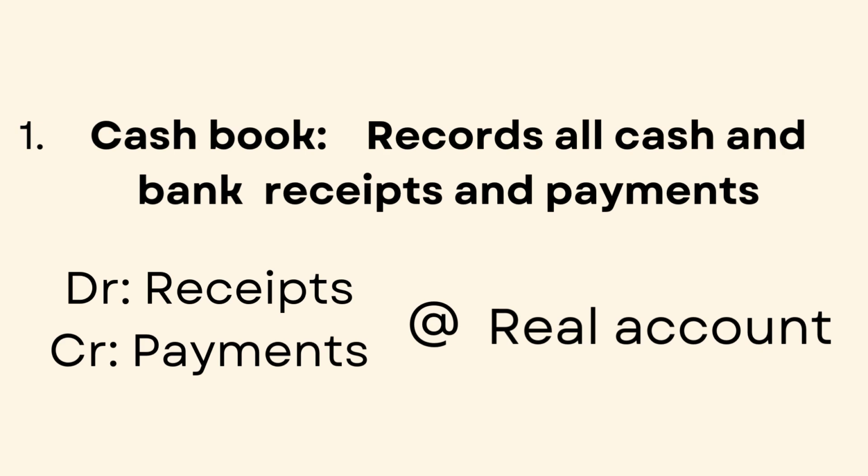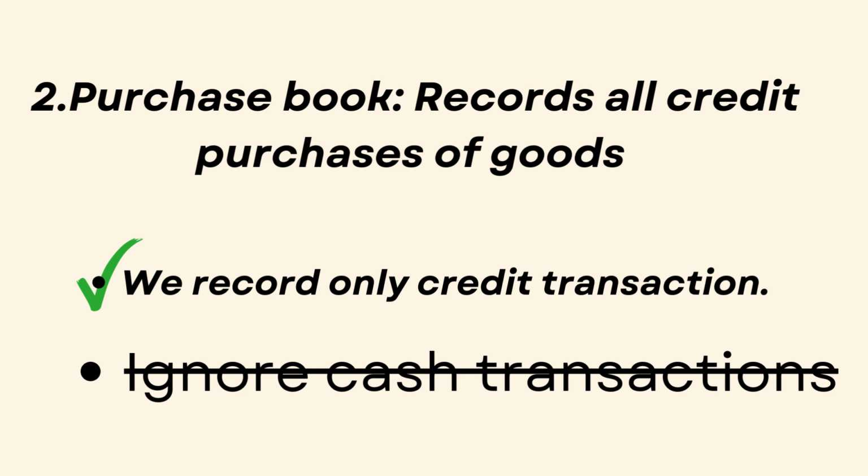Let's understand the second type, which is the purchase book. In the purchase book, we record all credit transactions related to purchases of goods. So we record only credit transactions and you need to ignore all cash transactions. I'll explain this with a beautiful example.